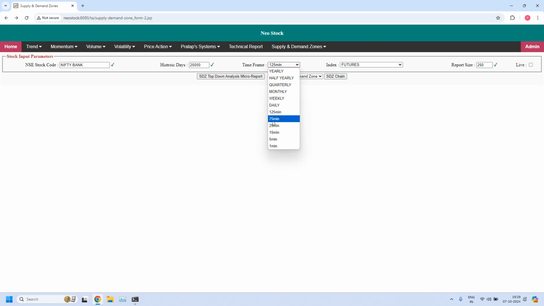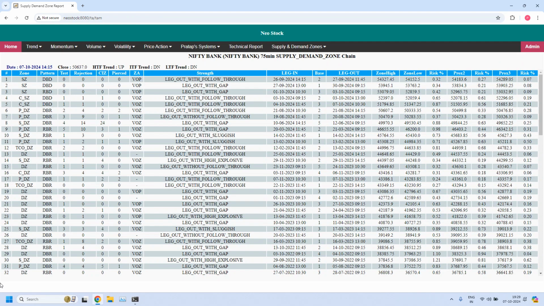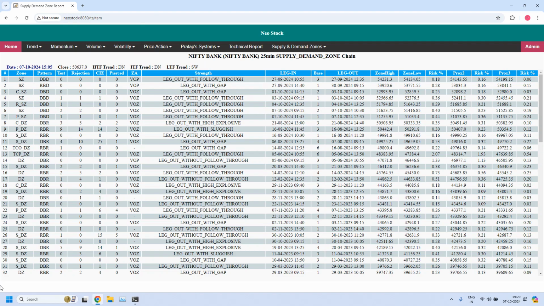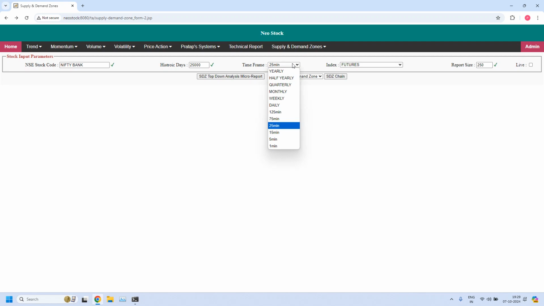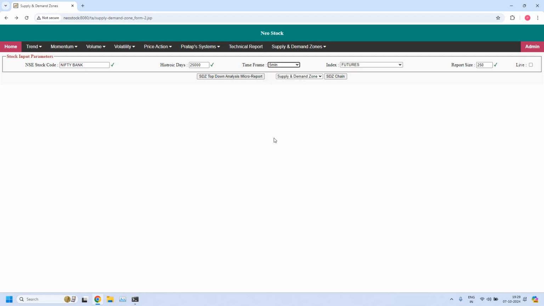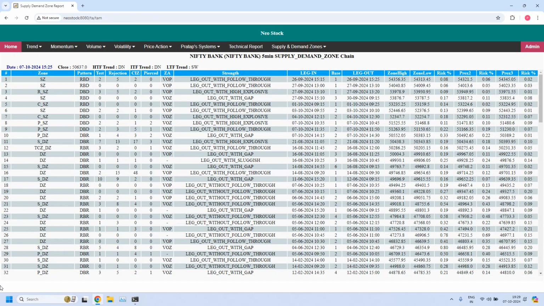Next time frame is 75 minutes, generating 75 minute supply demand zone chain for Bank Nifty. Next time frame is 25 minutes, generating 25 minute supply demand zone chain for Bank Nifty. Next time frame is 15 minutes, generating 15 minute supply demand zone chain for Bank Nifty. Next time frame is 5 minutes, I am generating 5 minute supply demand zone chain for Bank Nifty. So we have completed Bank Nifty supply demand zone chain.